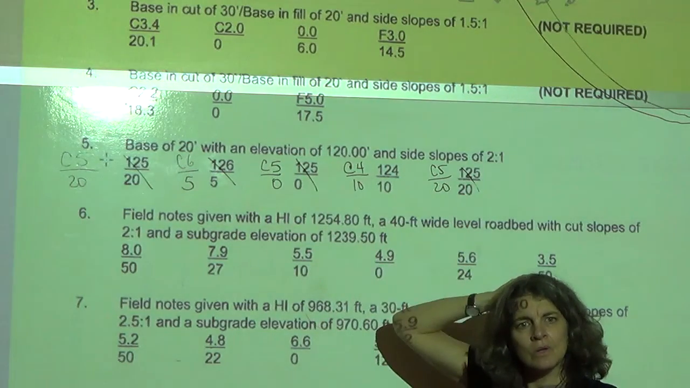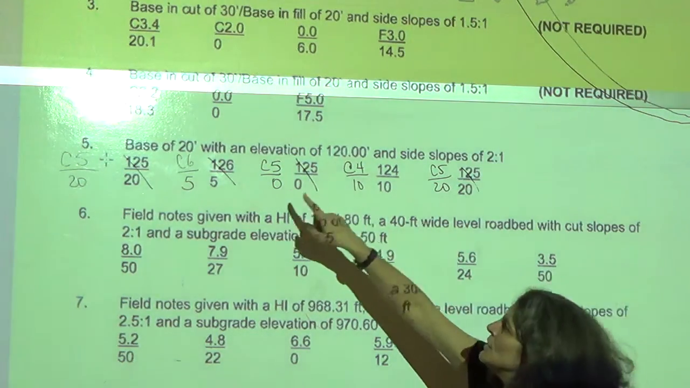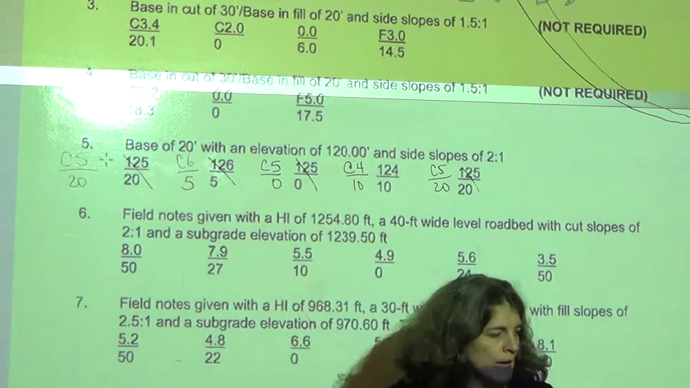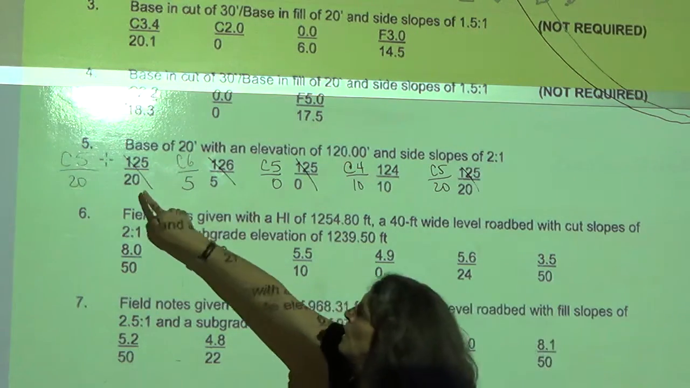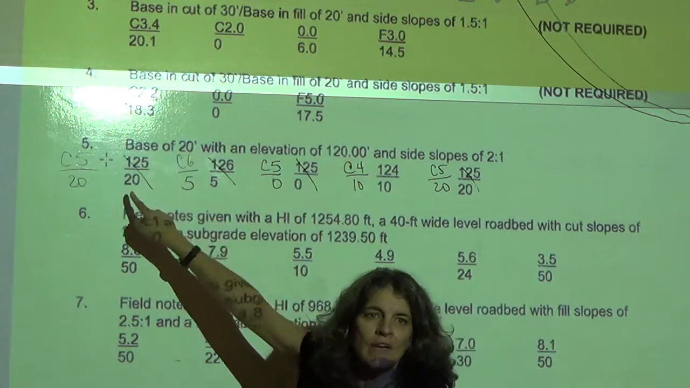I was wondering why it's not filled, because if you have like 125, isn't it over? Okay, so let's think about it. The elevation is 120, right? So here's the elevation, equal to 120 feet. These points always represent the point that somebody surveyed.